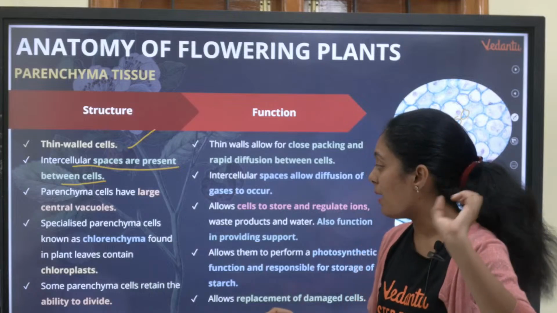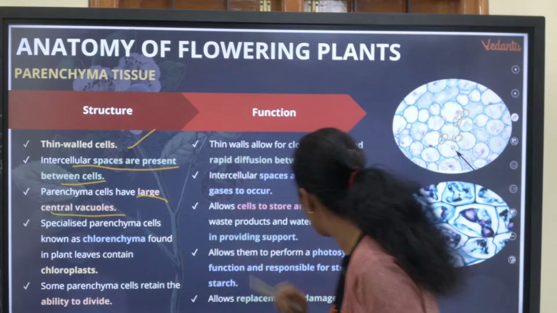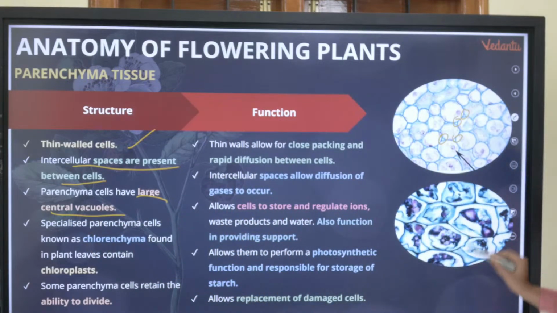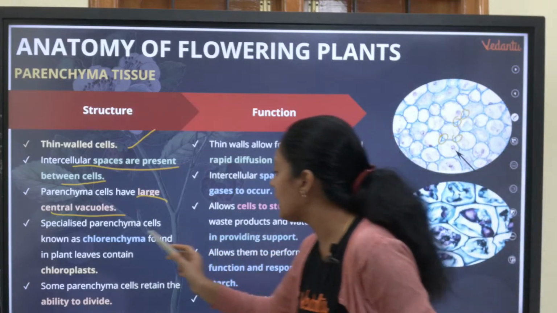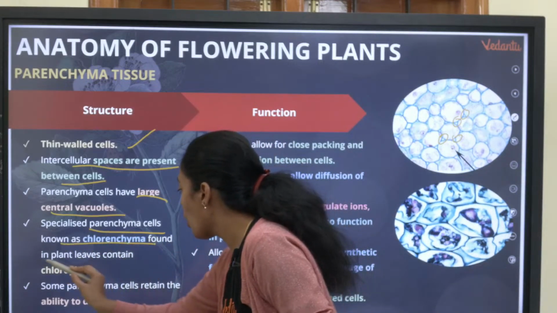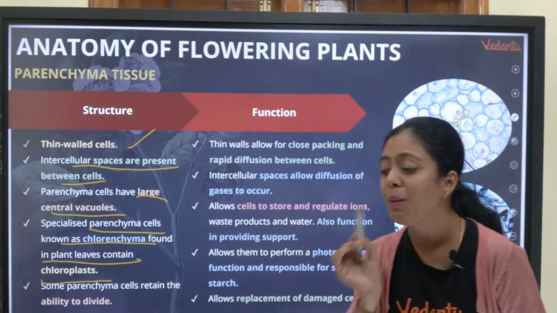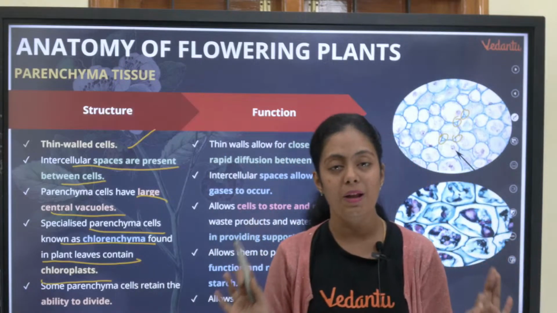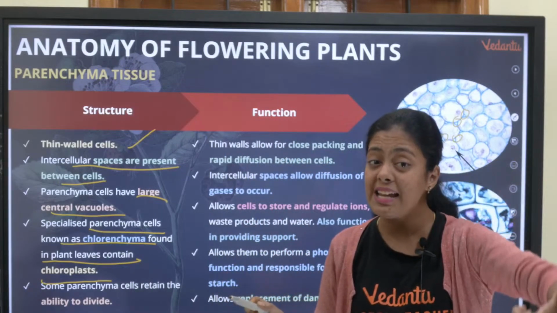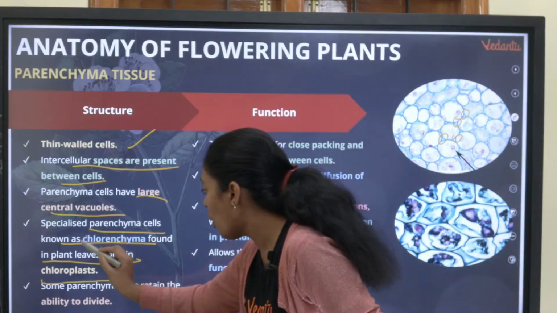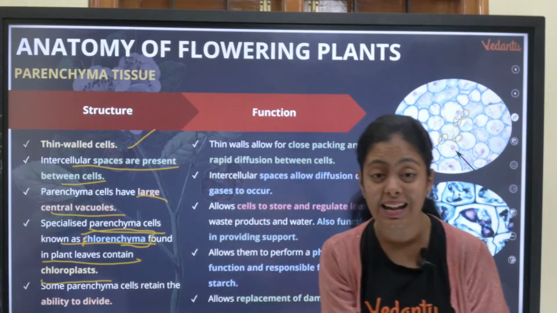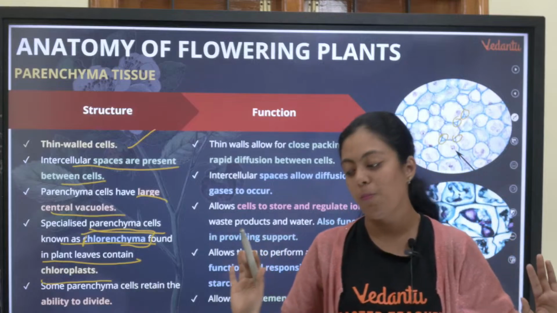Okay, parenchyma have a large central vacuole. How is it for you? There is a large centrally localized vacuole. A specialized parenchyma cell known as chlorenchyma, found in plant leaves, contains chloroplast. So collenchyma is different, chlorenchyma is different. This word chlorenchyma is a parenchyma which contains chloroplast.